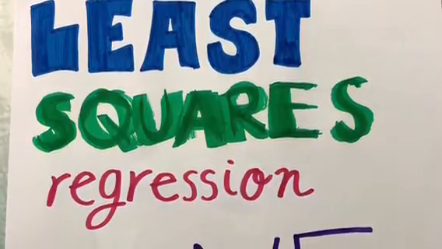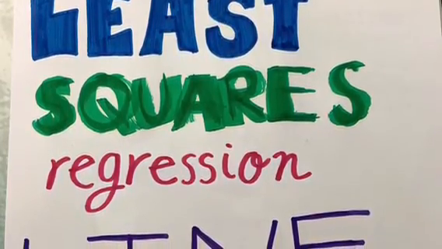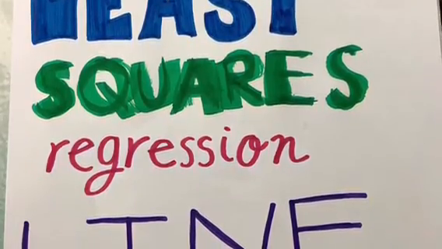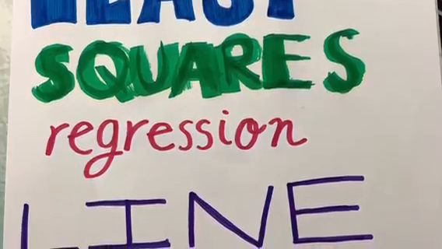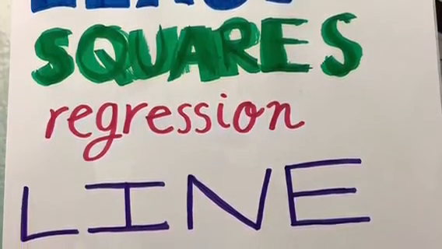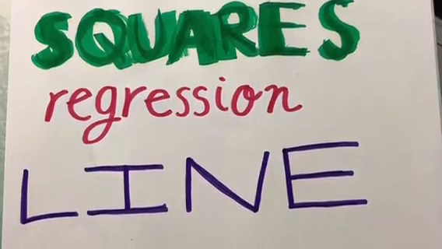A least squares regression line is a line that makes the vertical distance from the data points to the regression line as small as possible, which means it makes the sum of the squared residuals as small as possible. Don't get this confused with a regression line, which describes how a response variable changes as an explanatory variable changes.